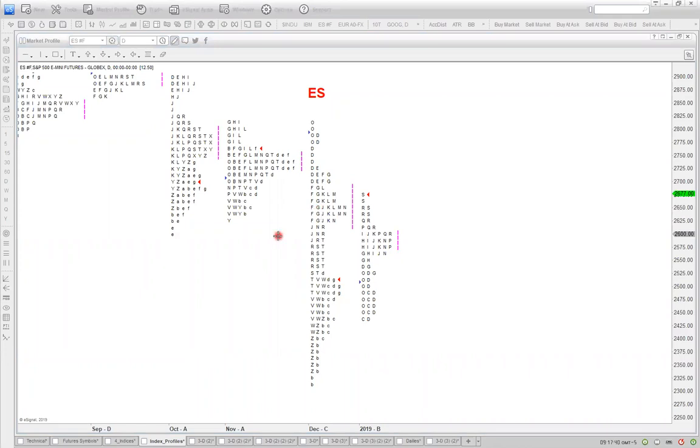I'm going to use the ES as an example, but this could be the Dow, it could be the Russell, it could be the NASDAQ. All four of the primary U.S. trading indices are extremely highly correlated. So everything that I talk about in here in terms of levels pertains to those four primary stock indices.